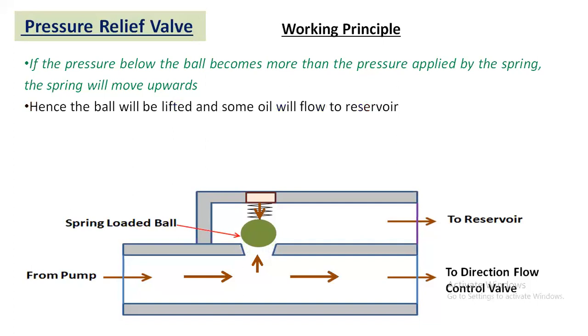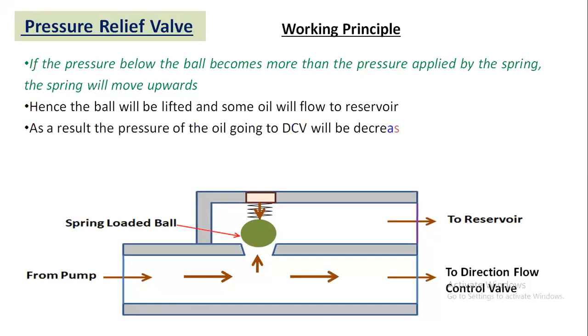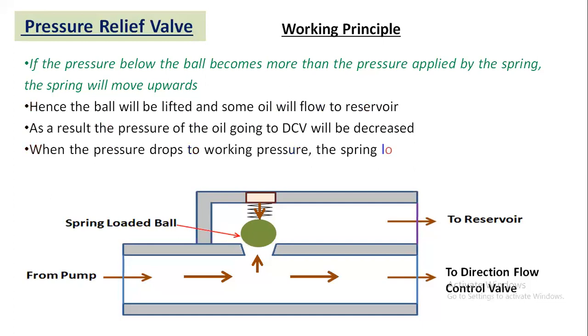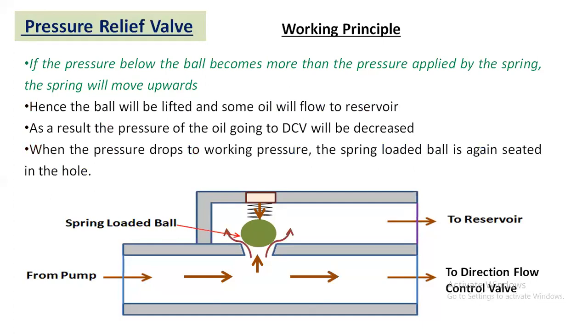So ball is lifted and some amount of oil starts to flow to the reservoir. So as some oil is going to reservoir, then the pressure of oil in the main line is decreased and the required pressure level is maintained.